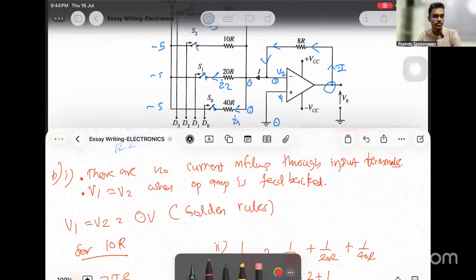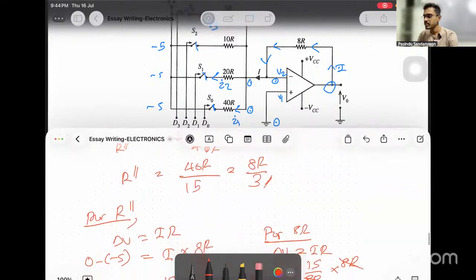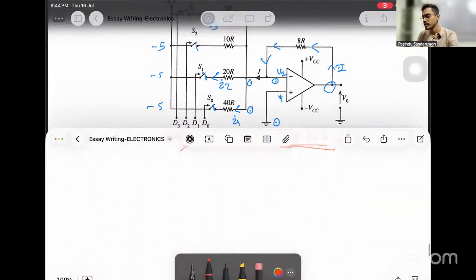There are no current inflows to the input terminals. That is one, because resistance is too high at the input terminals, as we discussed in the theory. And if the op amp has feedback, V1 equals V2. These are the golden rules, and how to use them accordingly when solving questions.